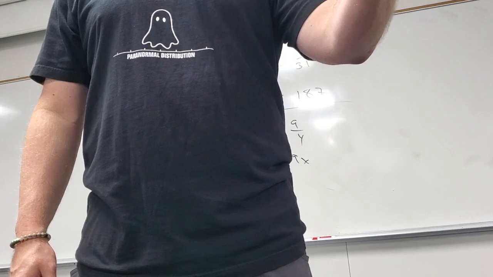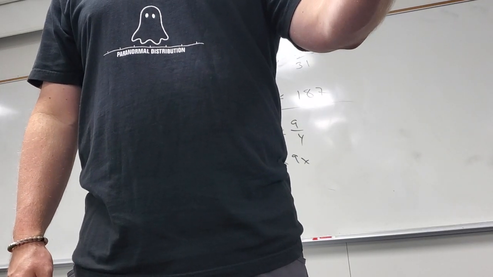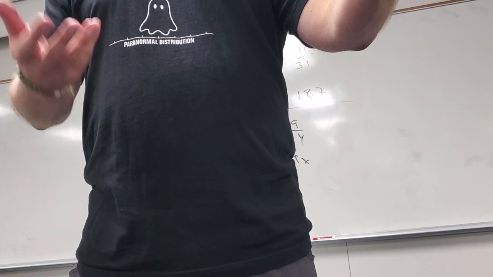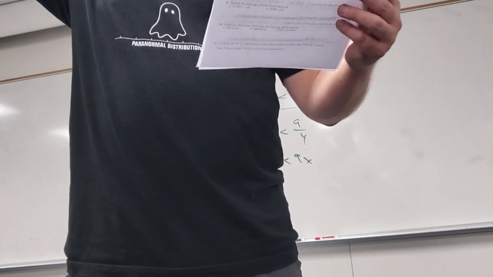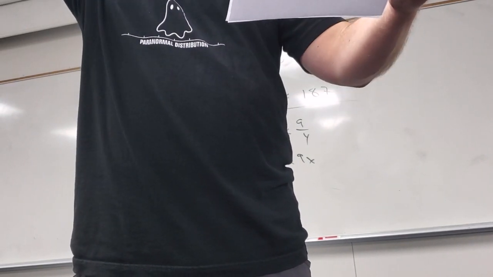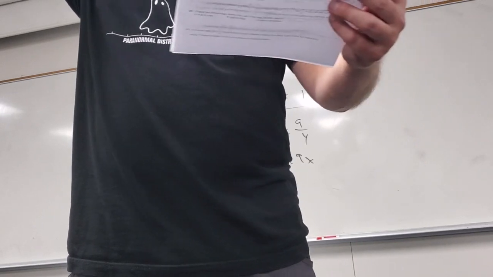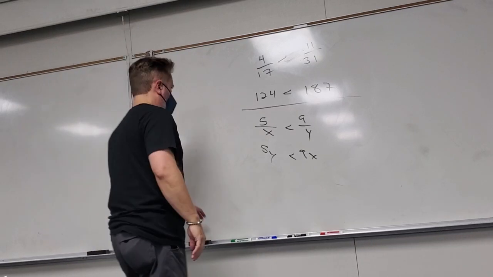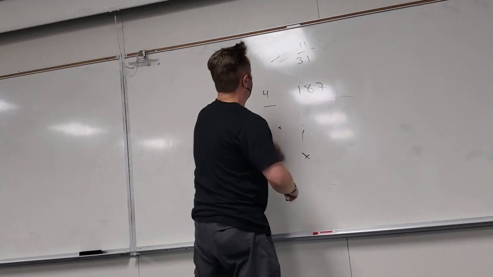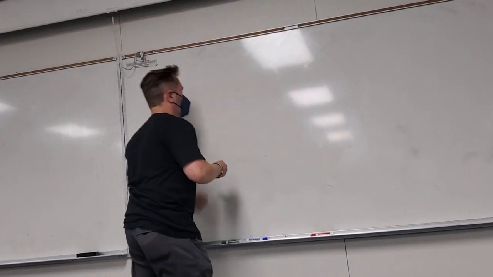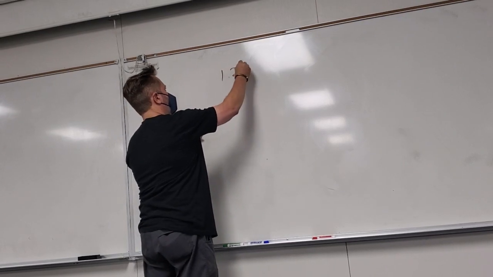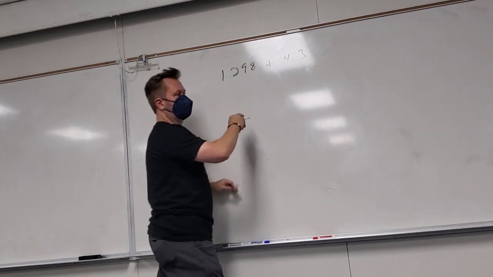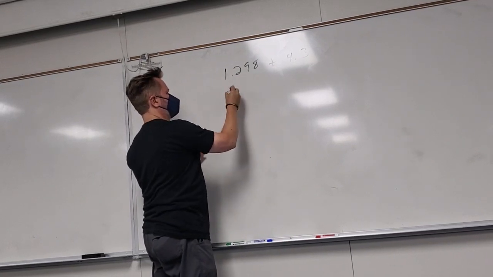19. So the fraction approach, right? Obviously that means take each decimal and write it as a fraction. We did a few of those, so let's do an example like that. If I had 1.298 plus 4.3, what is this as a fraction?